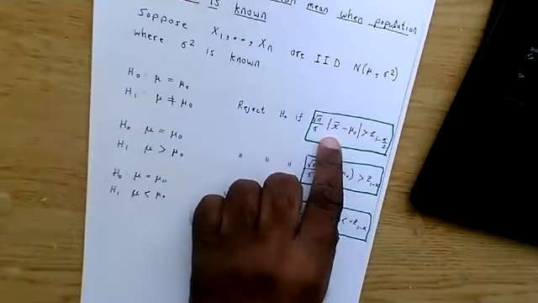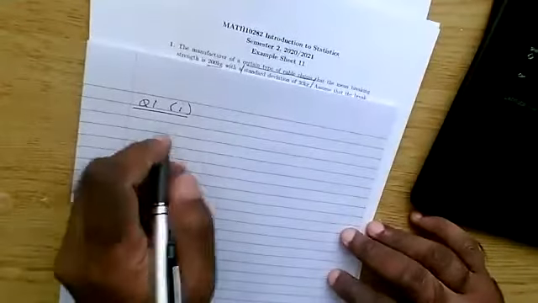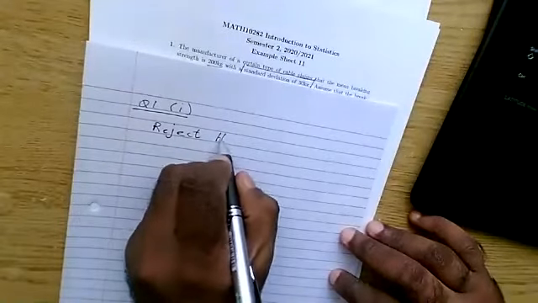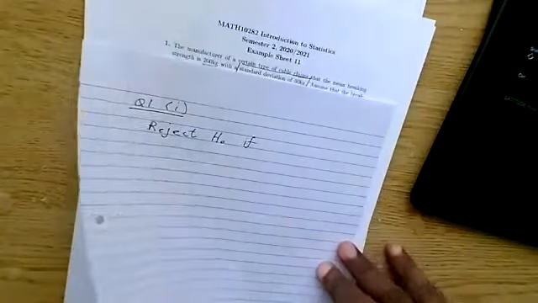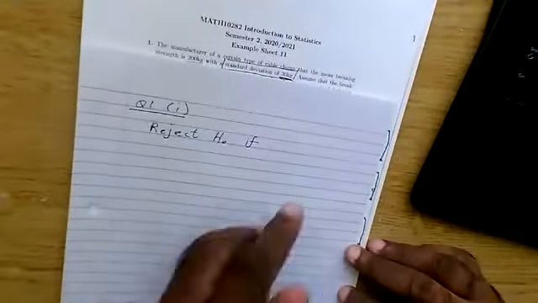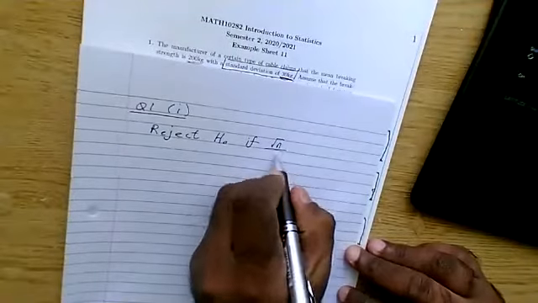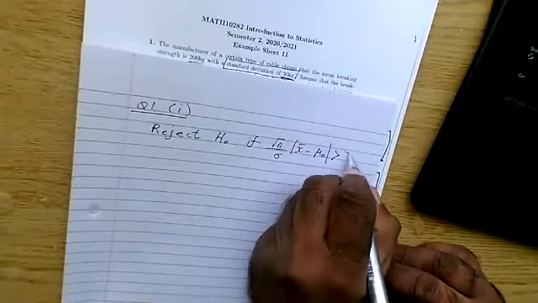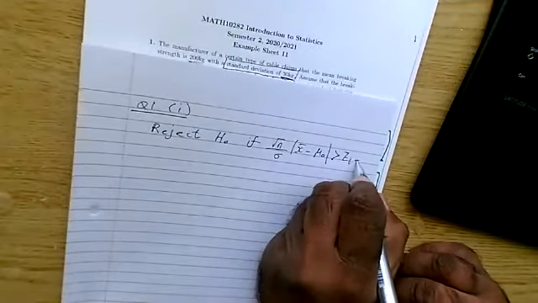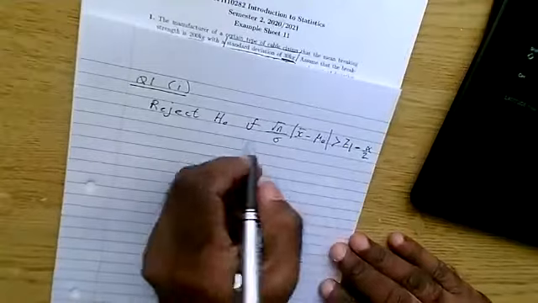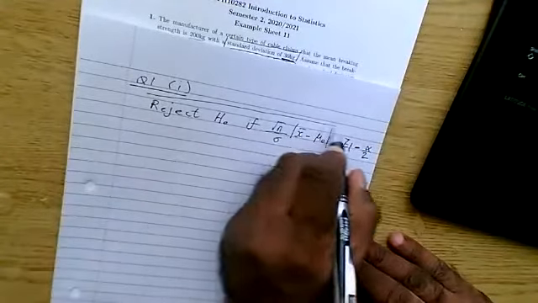All right. So this is the corresponding rejection rule. The first thing I'm going to write is the following. In this case, we reject H0 if, right? Okay, this is the rejection rule. All right, so let me put this in a box.